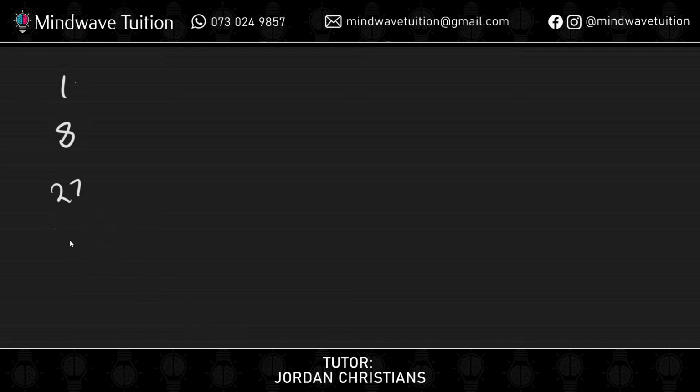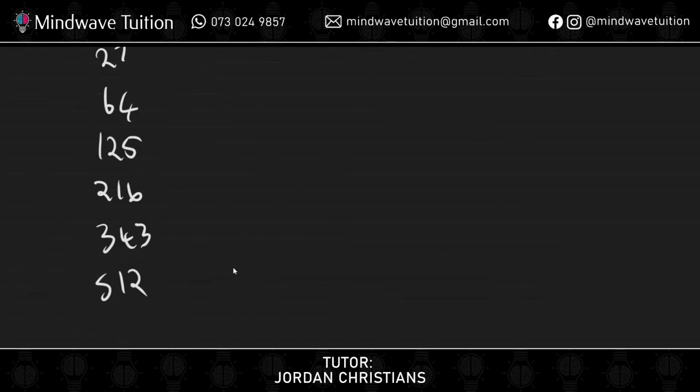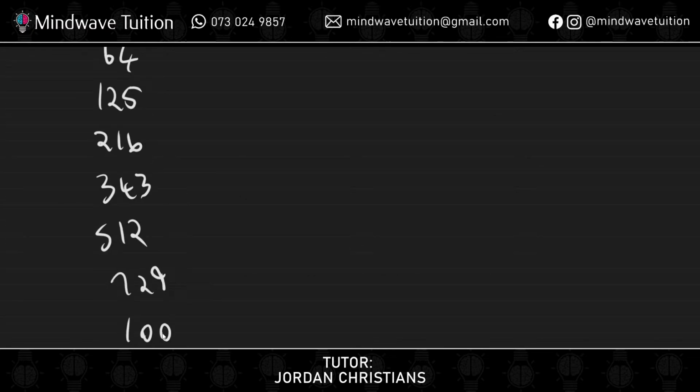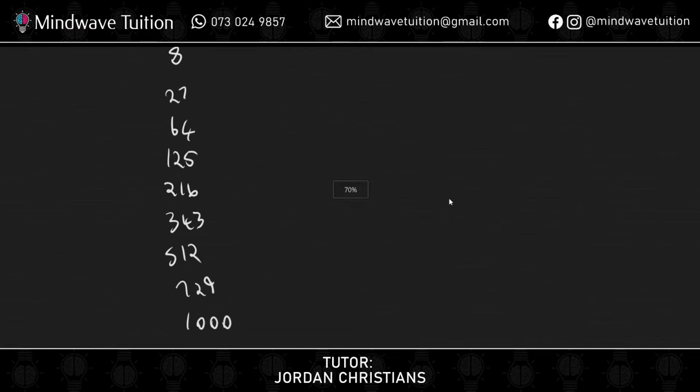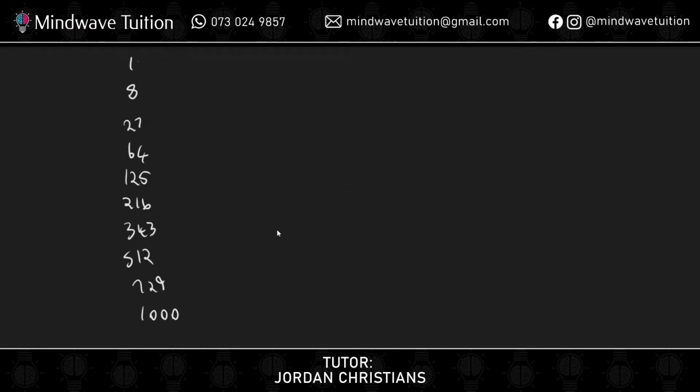64, 125, 216, 343, 512, 729, and then 1,000. Right, so this is all the perfect cubes from 1, 2, 3, 4, 5, 6, 7, 8, 9, 10. All the perfect cubes until 10.